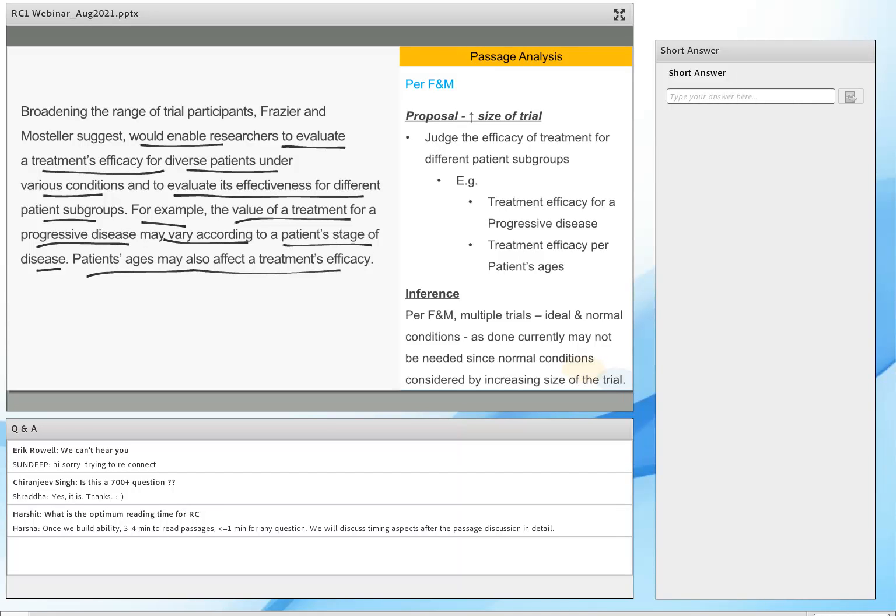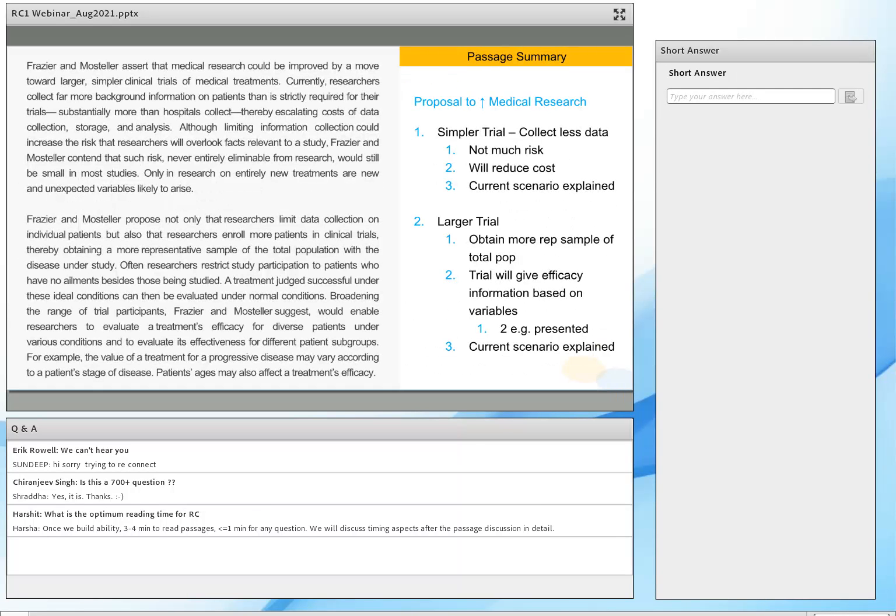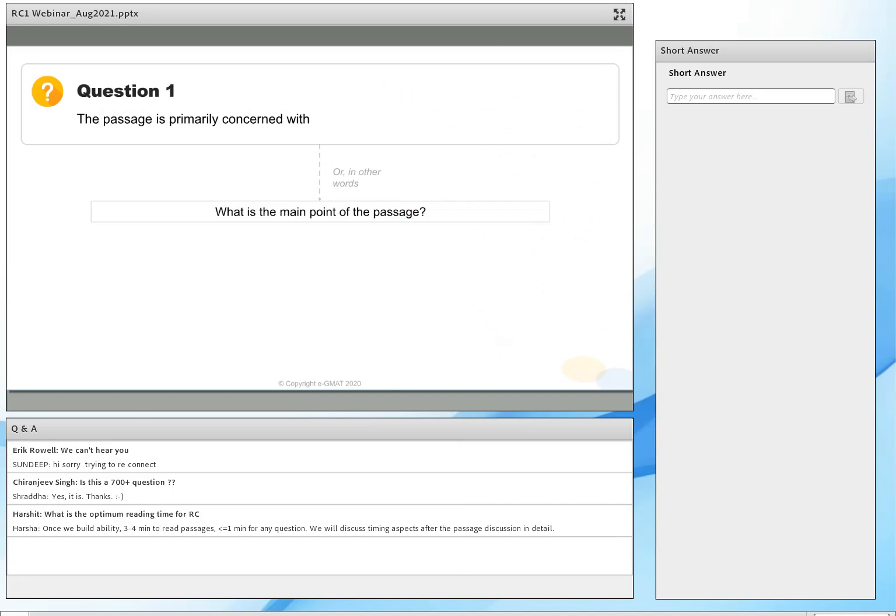So FNM is also suggesting that if you incorporate more people in your clinical trials, you will be able to see the efficacy of one particular treatment on patients who suffer from the same disease but are of different ages. So which age group it works well for, which age group it doesn't work well for, and so on and so forth, can be assessed if more people are included in the clinical trials. Okay, so with this we come to an end of the passage, and then we make the passage summary here.